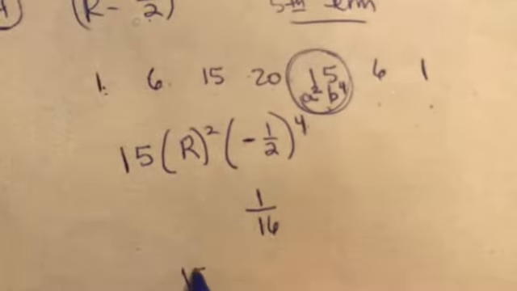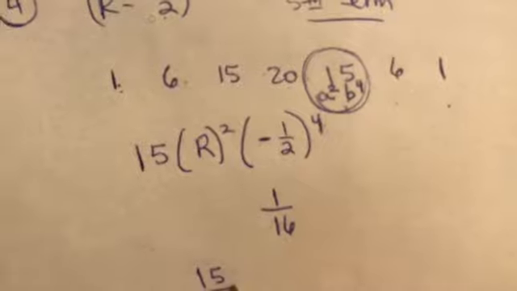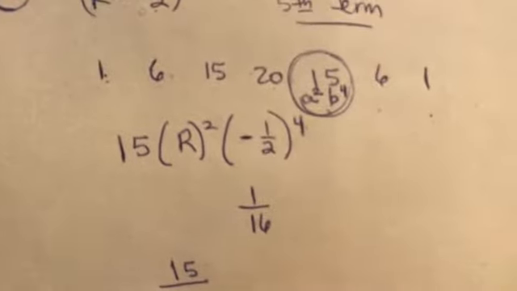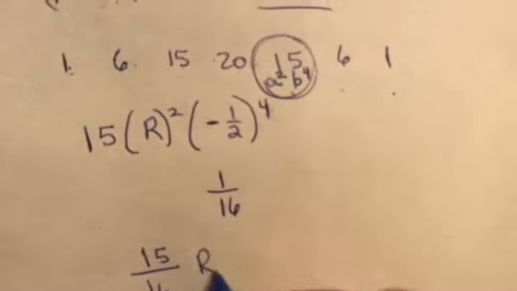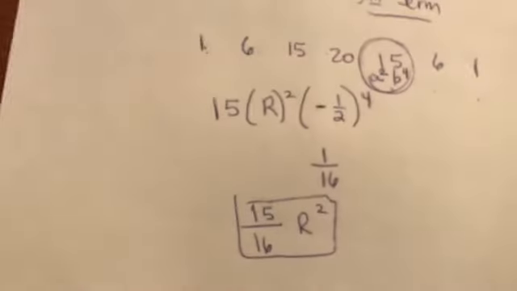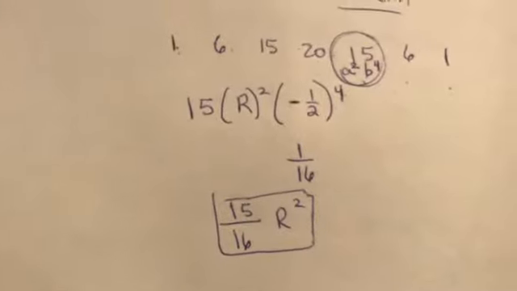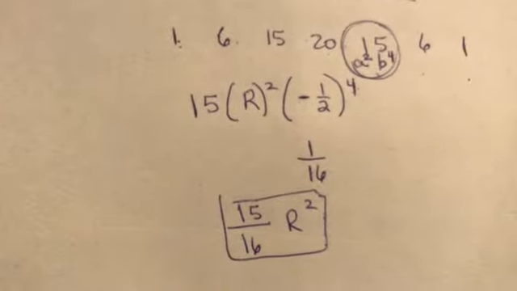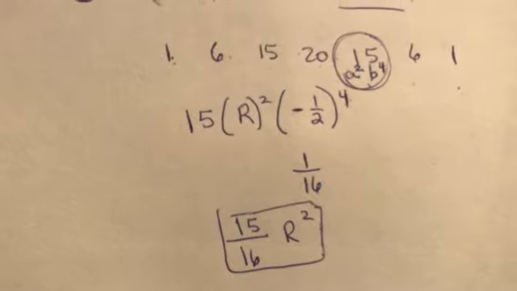So I should get 15/16 when you multiply that. And then it's going to be r squared. And that would be my term right there. Okay. And that should do it.